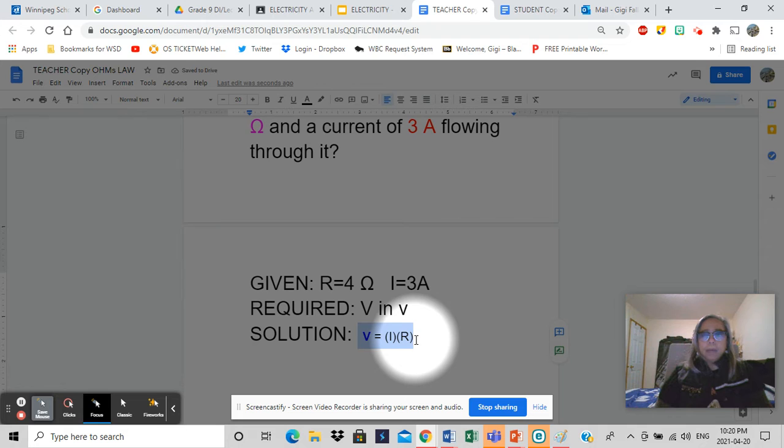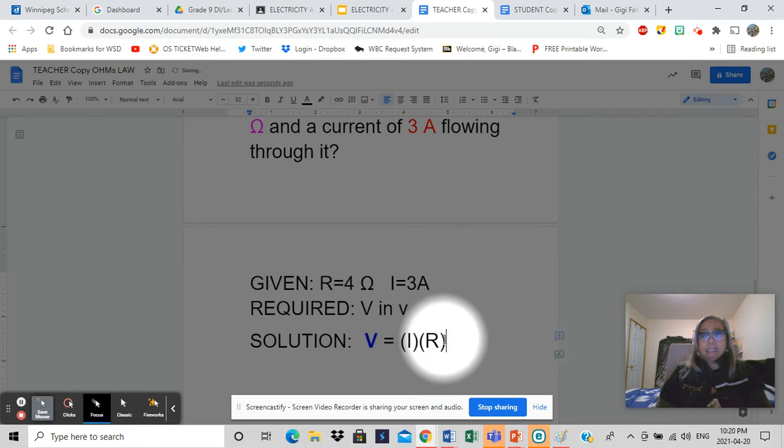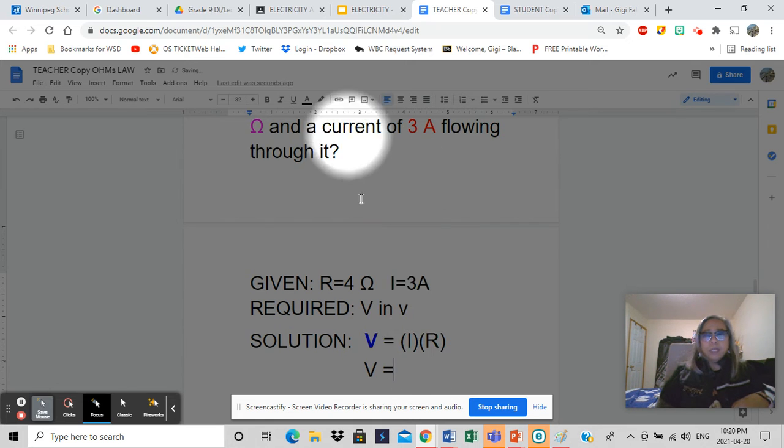Now I want it to be the same size as the rest. Notice how I'm doing it. You can just click on the plus sign here, so that you can clear the set. And then once you have the formula, just plug in the values that you have. As always, try and see what you have in the given.